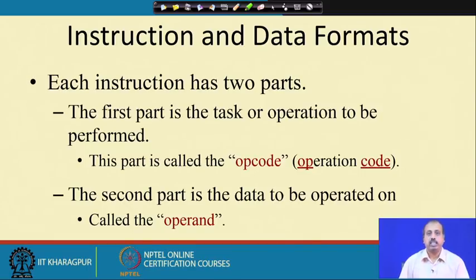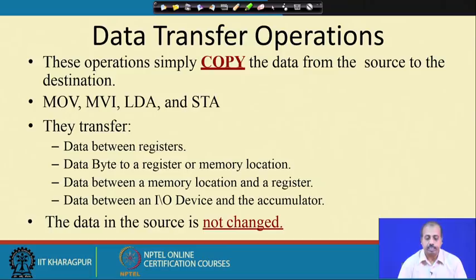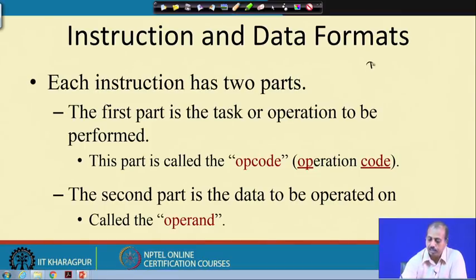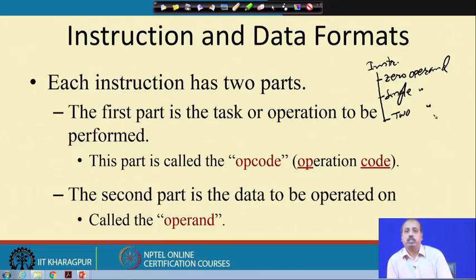Now, depending upon the instruction, the number of operands may be 0, 1, or 2. Based on the number of operands, the instructions may be classified as 0 operand, single operand, or 2 operand. In case of 8085, we do not have more than 2 operands per instruction, so it is at most 2 operands.